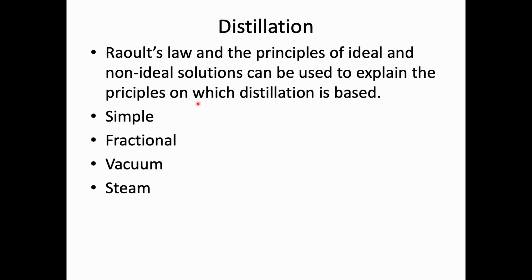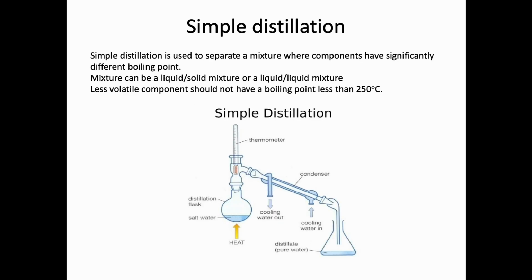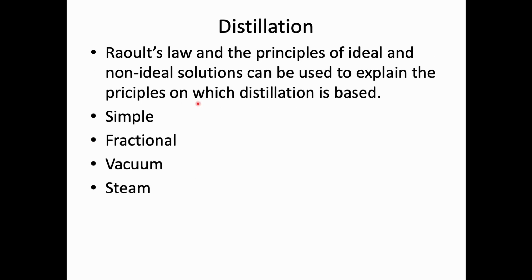So what we looked at today was Raoult's law and the principles of your ideal and your non-ideal solutions, and whether or not they deviate from Raoult's law. This information can be used to explain the principles on which your different types of distillation are based. So we have your simple, your fractional, your vacuum, and your steam. I went into it a bit more on your fractional distillation in terms of your negative and positive deviation. So you're going to look at more of your examples in our next class.